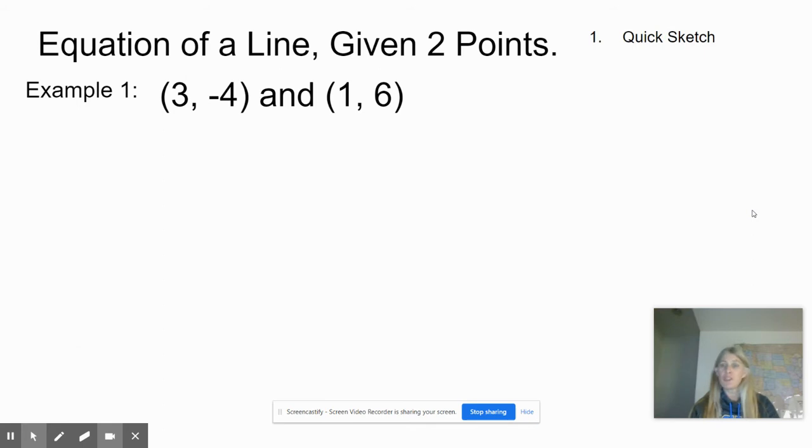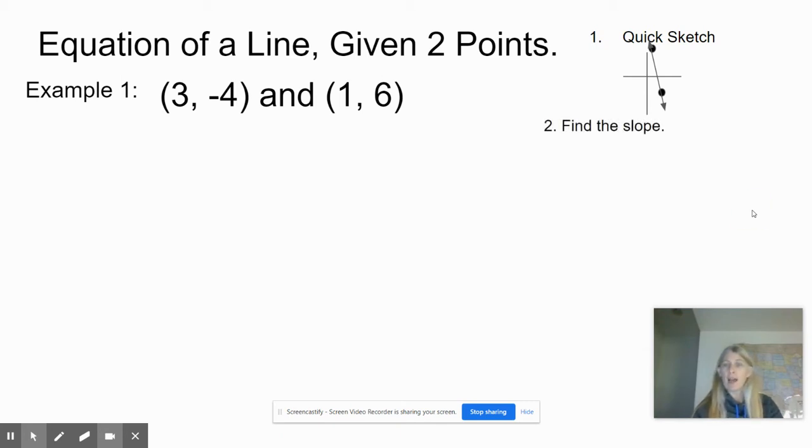Our very first step is to make what I call a quick sketch. We're just plotting the 2 points, and that allows us to see how steep our line is and whether it has a positive or negative slope. This allows us to verify later, after we do the math, that we're doing it correctly. So in my quick sketch, I'm going to plot (3, -4), it's about here, and (1, 6). Lining those up, I can see that it's going to be a negative slope because I'm going downhill, and it's fairly steep.